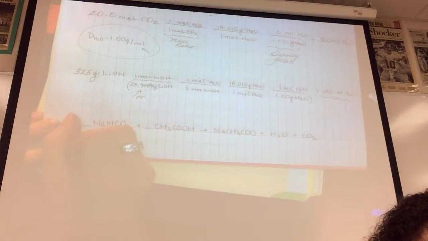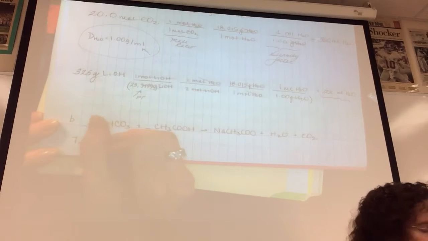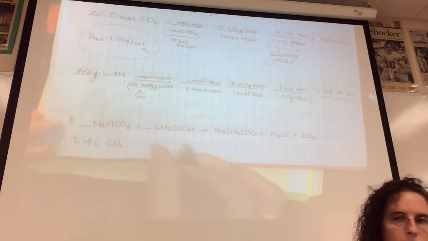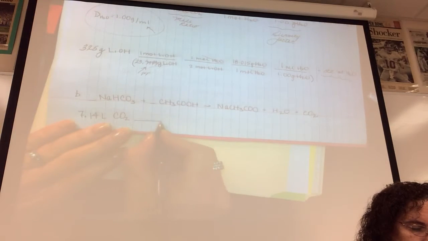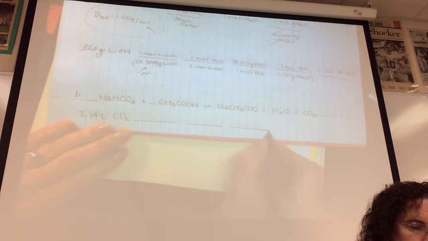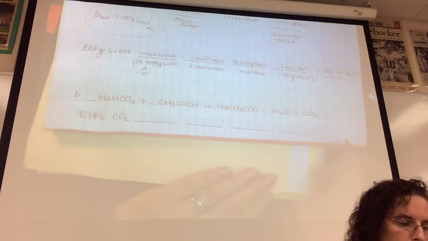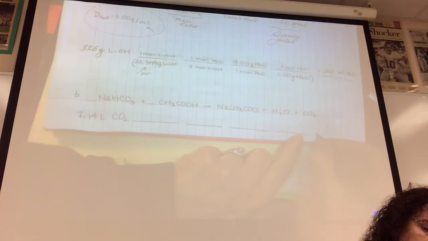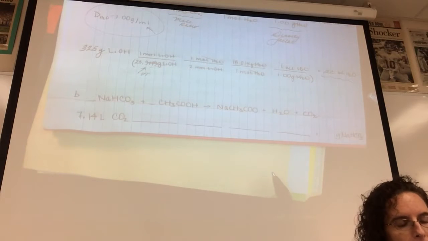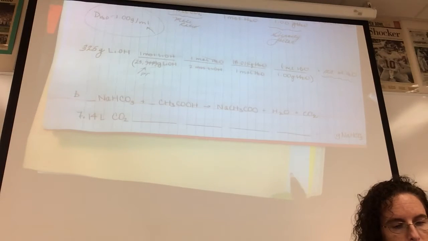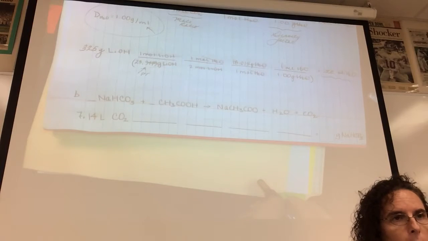We're given 7.14 liters of CO2, and what do we want to get to? Sodium bicarbonate mass. We want the mass of sodium bicarbonate. And in the lab next week, you will be reacting sodium bicarbonate with hydrochloric acid. You'll generate sodium chloride and you'll mass out your product.